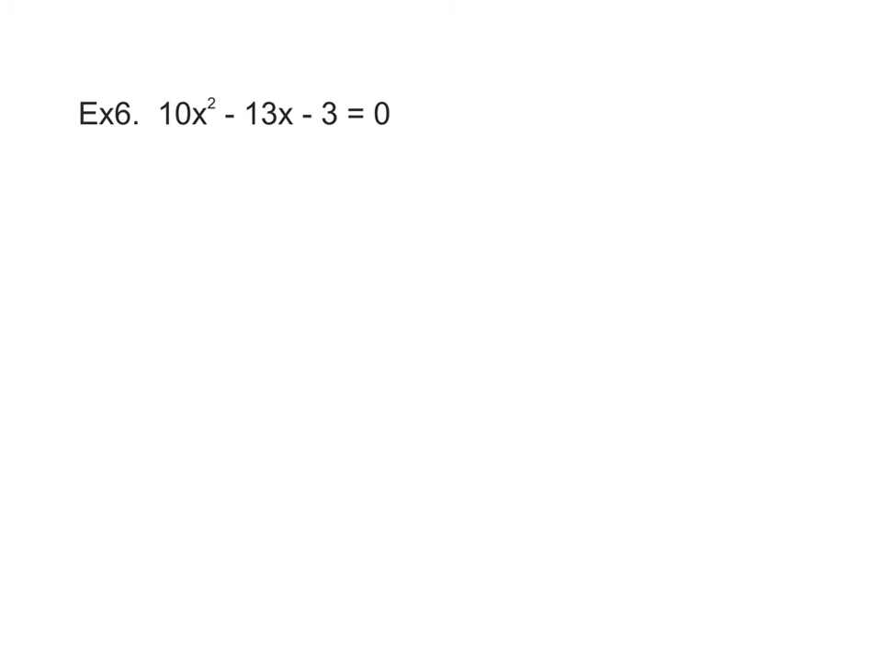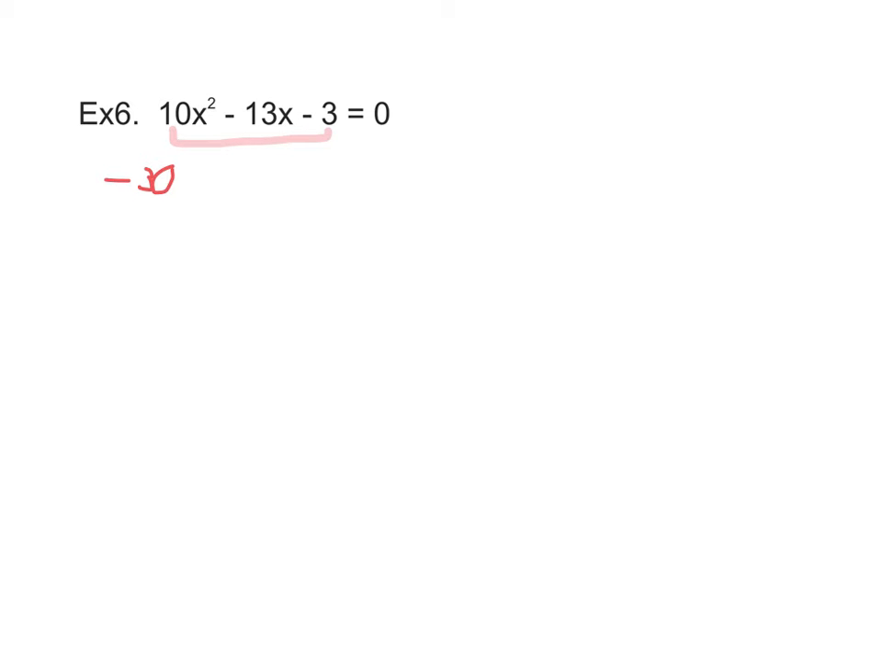These are the ones that took more work. The method I suggested for you is to multiply the two numbers together, the outside and the insides, and then come up with a target number. In this case, our target number is -30. We're trying to think of two numbers that when you multiply them together, you get -30, but when you add them, you get the -13 in the middle.